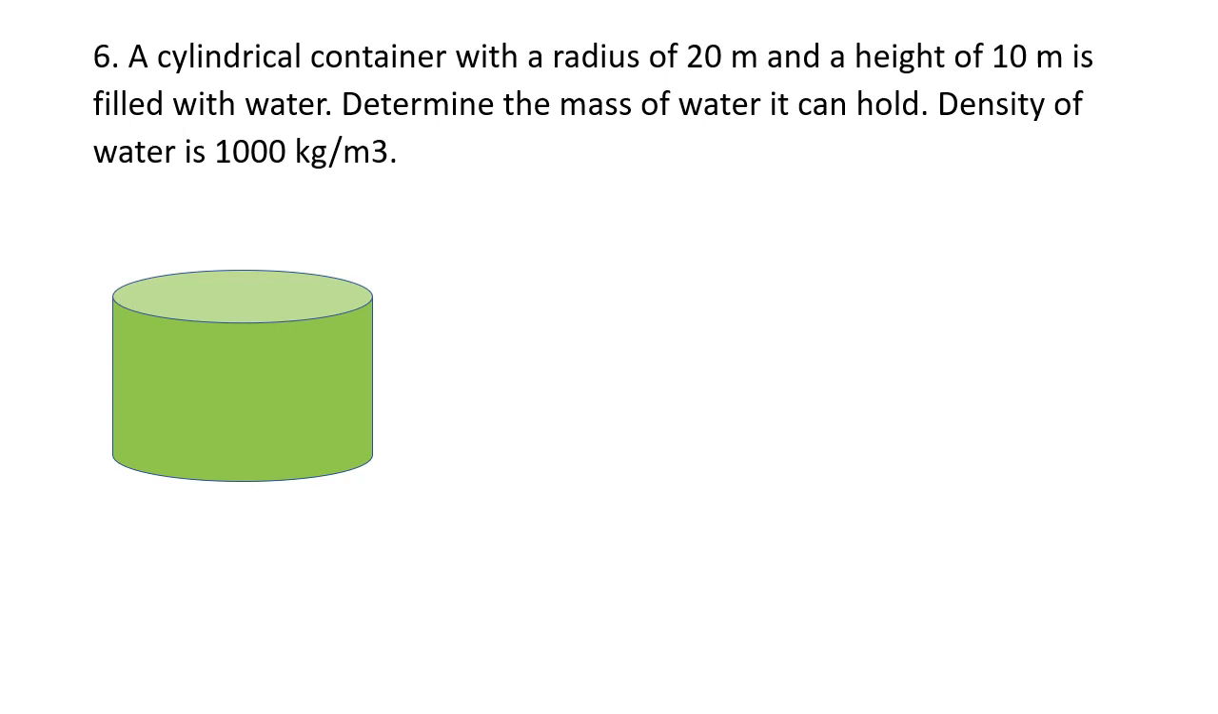A cylindrical container with a radius of 20 meters and a height of 10 meters is filled with water. Determine the mass of water it can hold. Density of water is 1,000 kilograms per cubic meter. So your volume equals base times height. Your R here is 20 meters. Height is 10 meters.